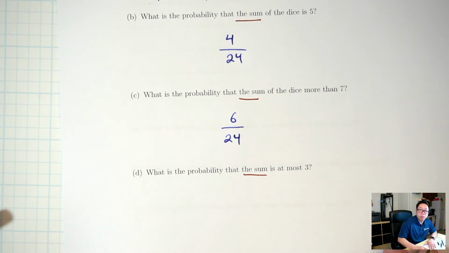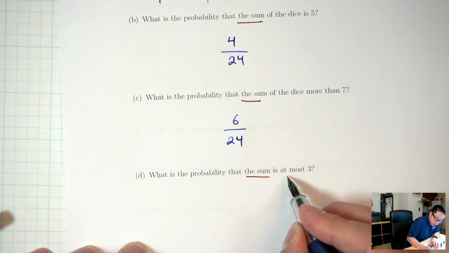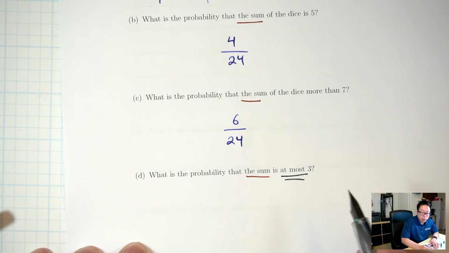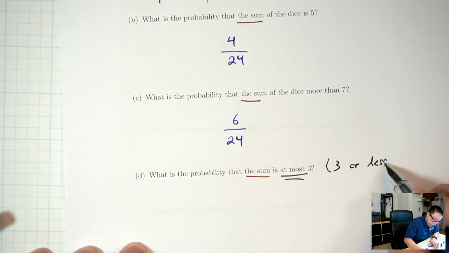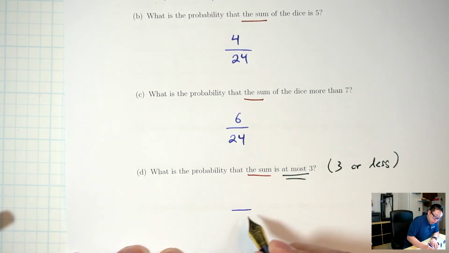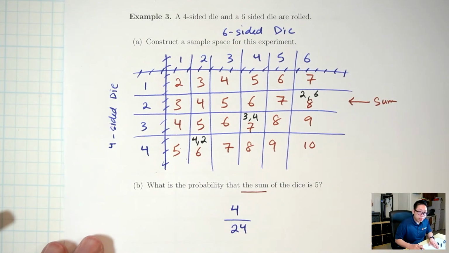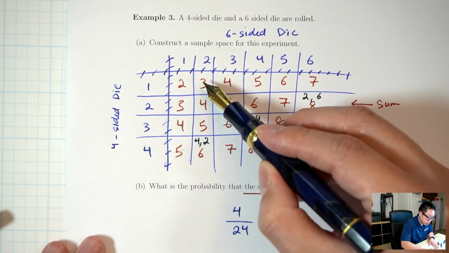Part D, what's the probability that the sum is at most 3? We haven't heard that phrase "at most" yet. We've heard "at least 3," right? So at least 3 means 3 or more. At most 3 means that the biggest it can be is 3, which is the same thing as saying 3 or less. So the bottom is going to be 24. 3 or less means 3s, 2s. So that would be just 1, 2, 3.